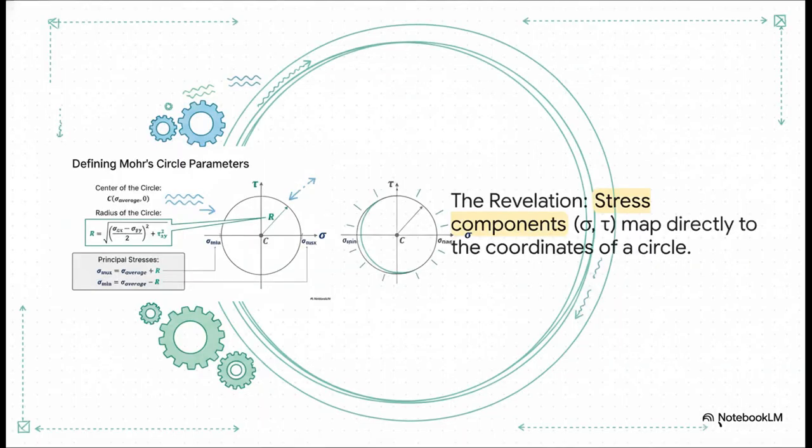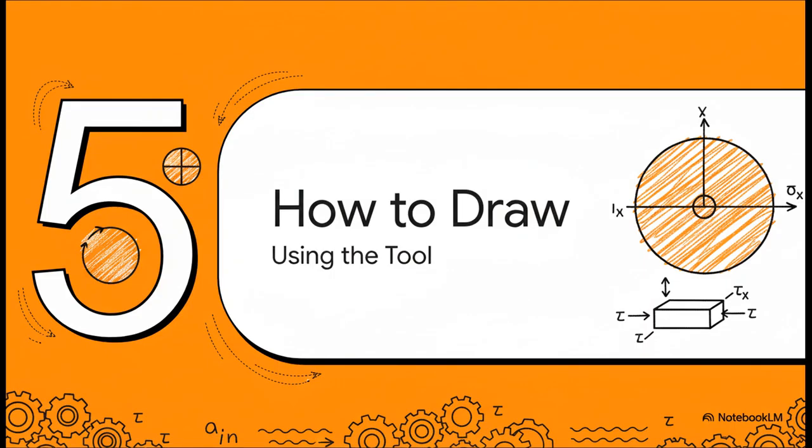And here it is, the big reveal. All of those complicated equations, they map perfectly onto the geometry of a circle. All we have to do is set up our axes. So normal stress, that's sigma, that's our horizontal axis. And shear stress, tau, that's our vertical axis. The amazing part is that the center of the circle and its radius are defined directly by the stresses we started with. And get this, every single point on the edge of the circle represents the exact state of stress at a specific angle inside our material.